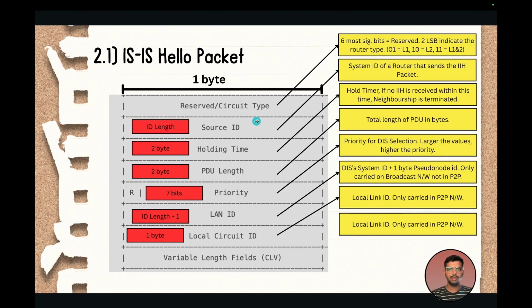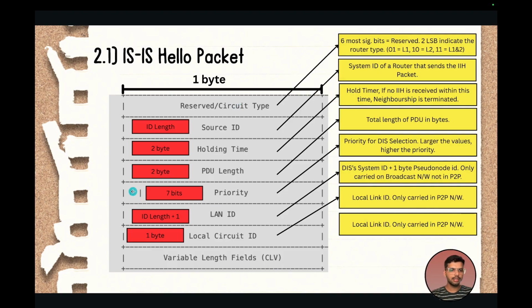Now the source ID is nothing but the addressing scheme that is used by IS-IS. So this will be the system ID of the router that sends the IS-IS hello packet. The length of this field is the ID length. Then the hold timer. If no hello packet is received within the time mentioned and exchanged in this field, at the end of this time the neighborship is terminated if no hello is received from the neighbor. So that is the hold timer. Then we have the PDU length, that is the total length of this specific PDU.